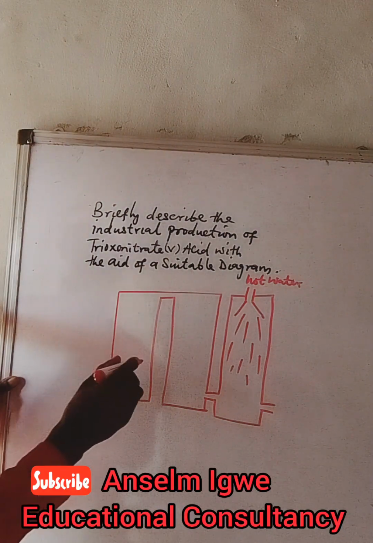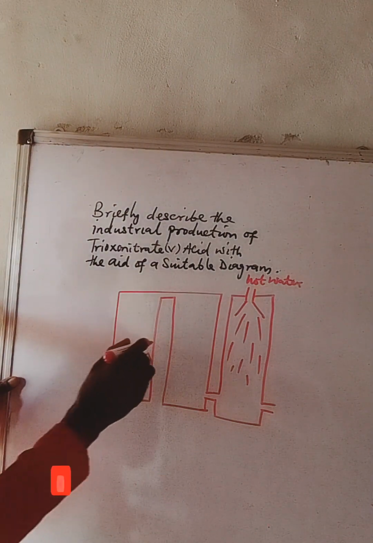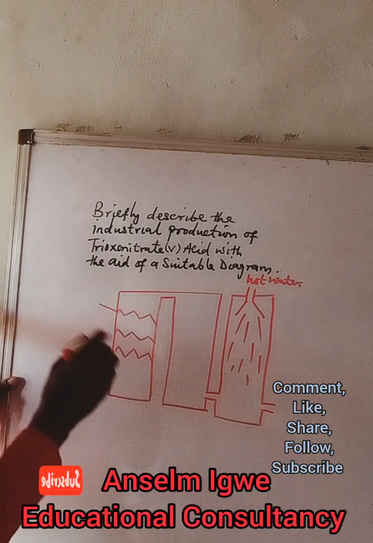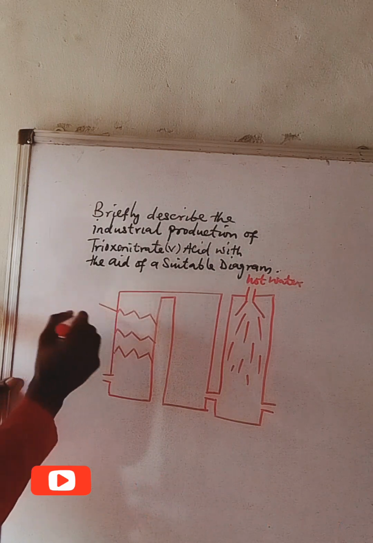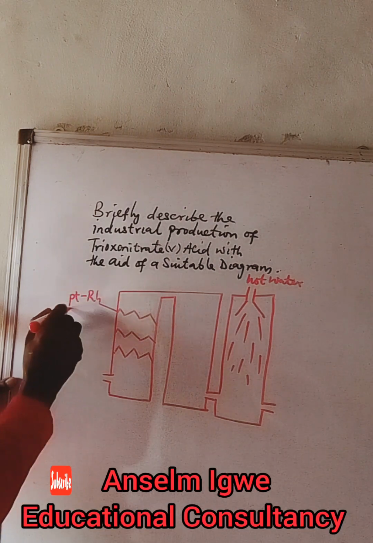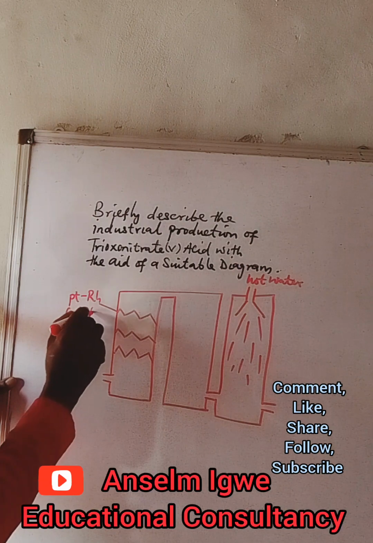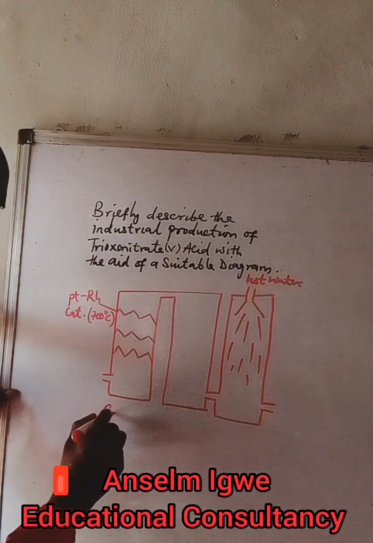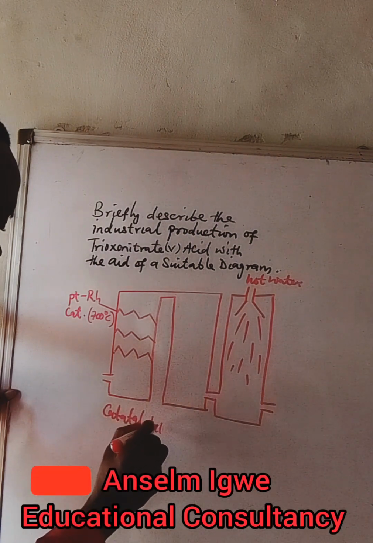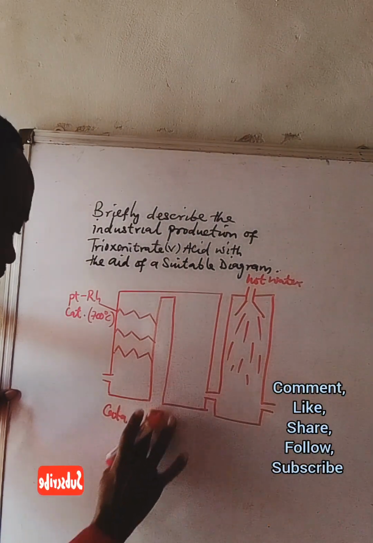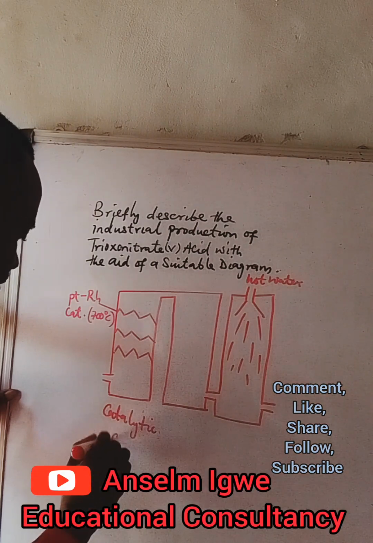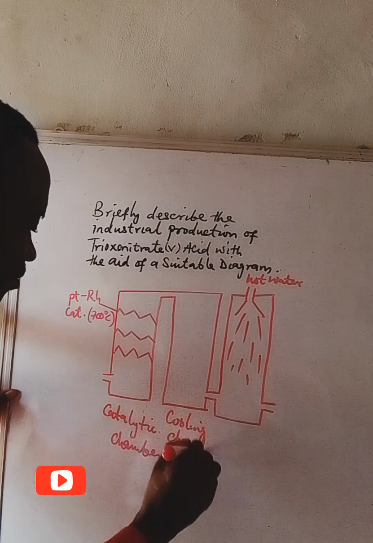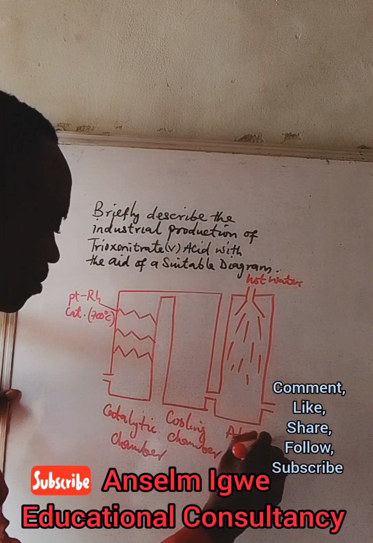In the first chamber, we have catalysts fitted. These catalysts are for a reason, catalytic oxidation. So the catalyst is normally platinum rhodium catalyst, and the temperature is about 700 degrees Celsius. The first chamber is called catalytic chamber. Second chamber is called cooling chamber. Third chamber is called absorption chamber.